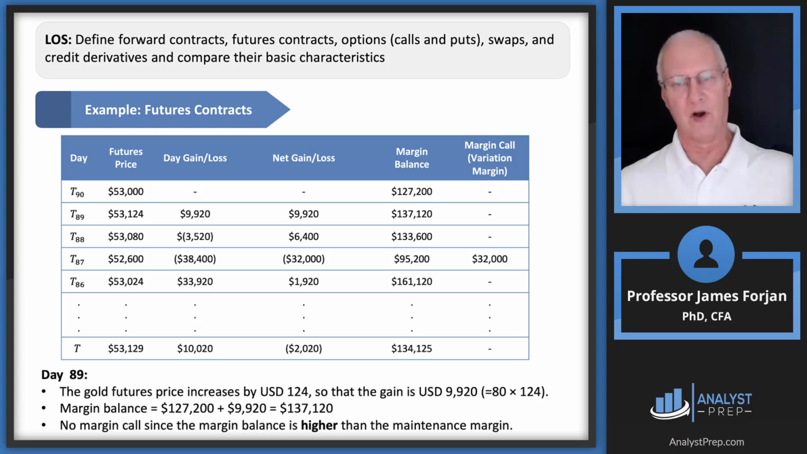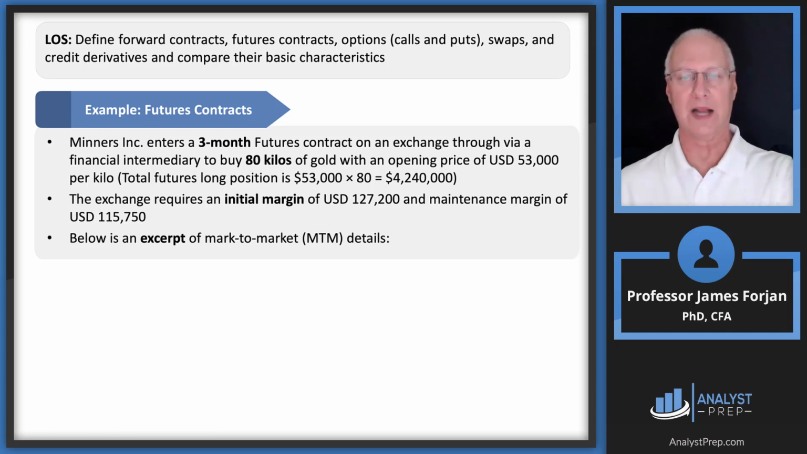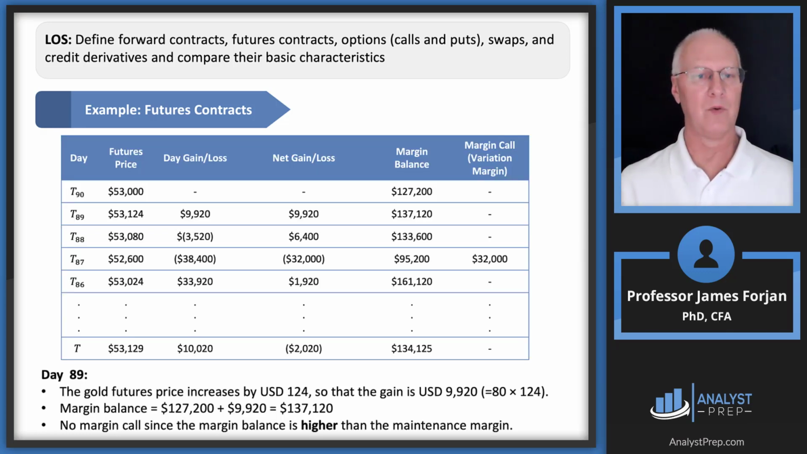So let's go ahead forward through the timeline. Let's go down that left-hand column, T with 89 days until the contract matures. Let's suppose the futures price goes up to 53,124. Well, let's take the 53,124, multiply that by 80, and then subtract it from our 4.24 million that we have there in the middle, and we have a daily gain of $9,920. Wow.